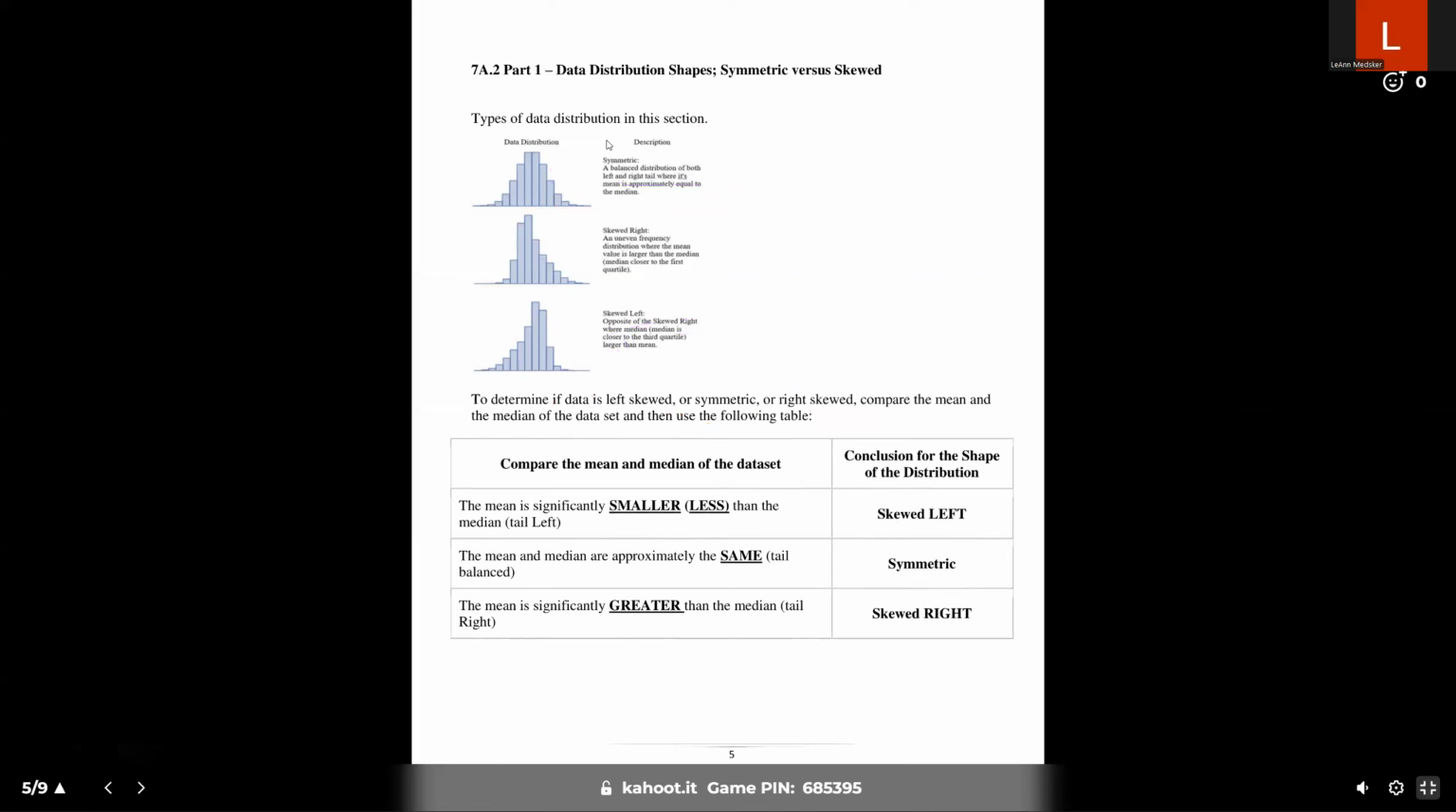And then that is it for 7A1. So I knew it wasn't too many slides. So when we get back into class on Wednesday, we will start with 7A2. So we're going to be talking about histograms and shapes of those. Okay, I'll see you guys on Wednesday.